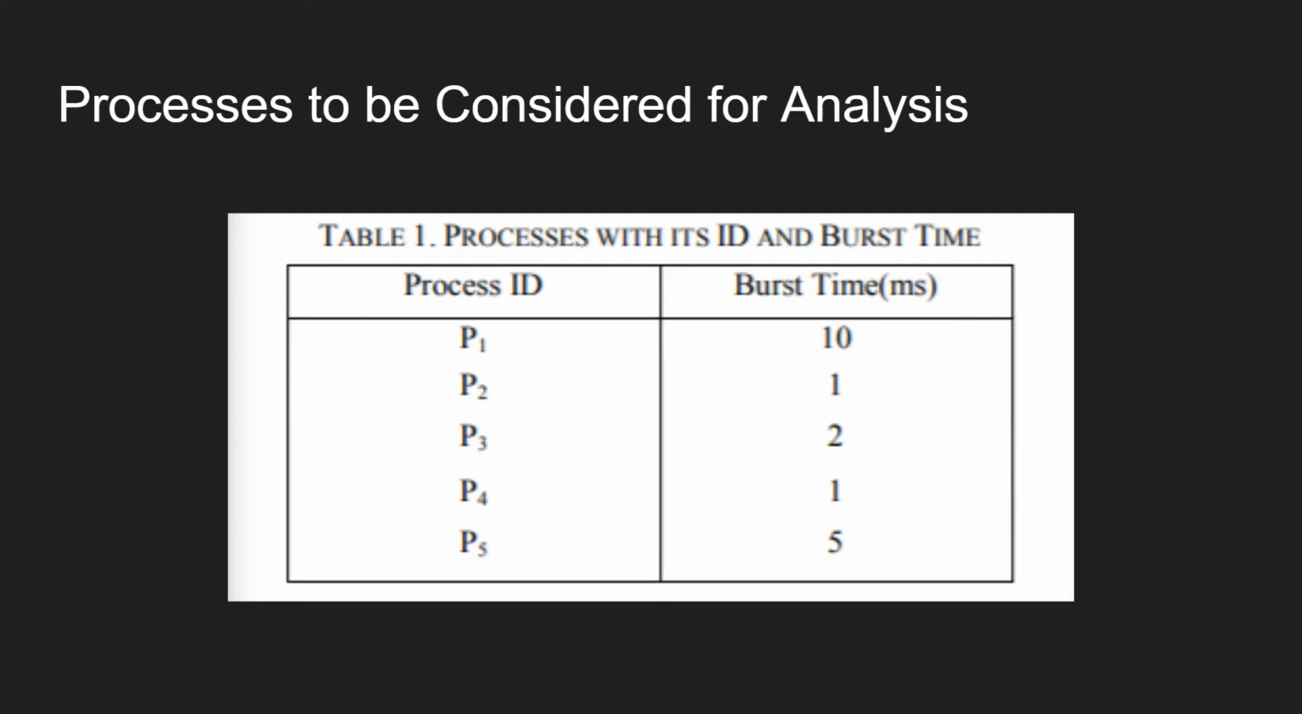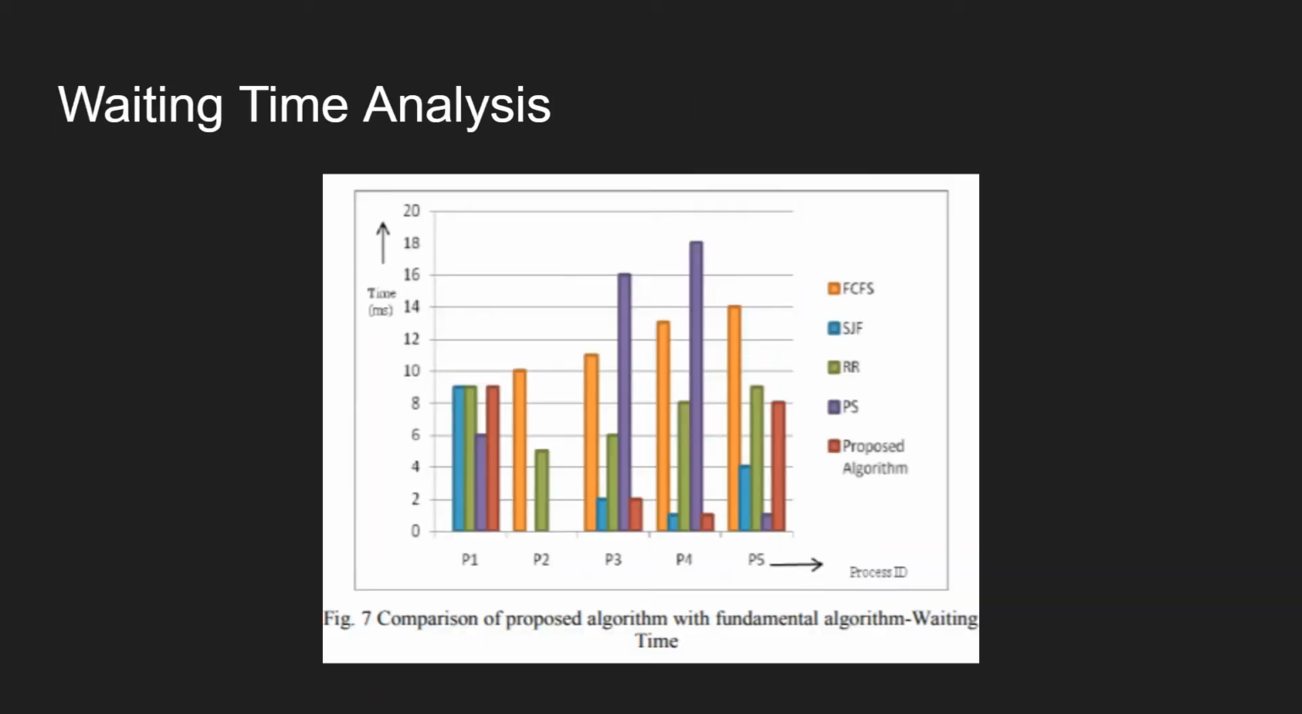Okay, so for the analysis of this paper, they consider 5 processes, each with different burst times. And as you can see here, we're analyzing wait time. So the wait time for this proposed algorithm, and I should mention this is average wait time, is either similar or less than the wait times of the other algorithms run on the same process ready queue.